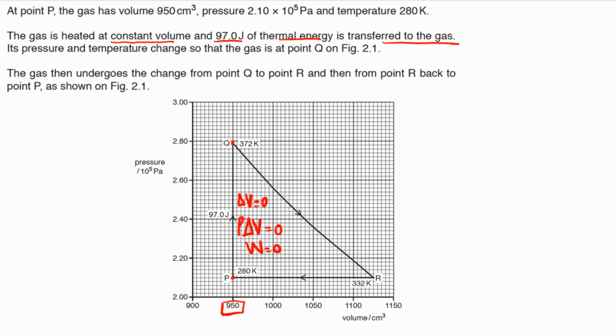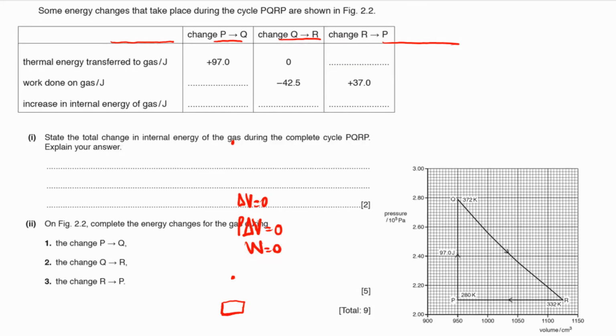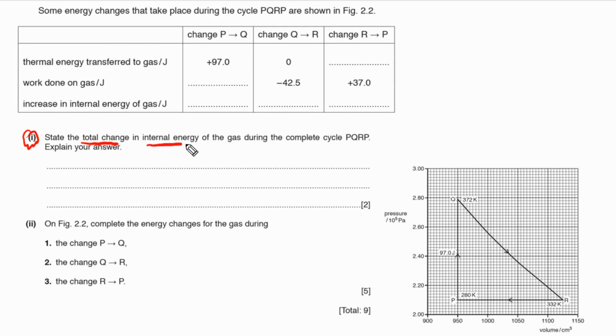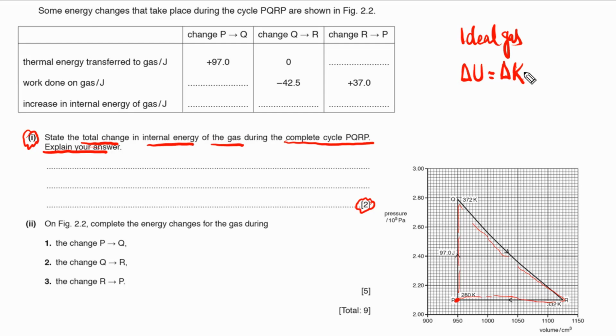Now let's move on to the question and try to answer the first question. Part B1 is simply asking us to state the total change in internal energy of the gas during the complete cycle PQRS. So this is our complete cycle, as you can see from here. Explain your answer, and this question has 2 marks. First thing we need to understand is that, as I already mentioned, we are talking about an ideal gas in this case. For ideal gases, the total change in internal energy is equal to the total change in kinetic energy.